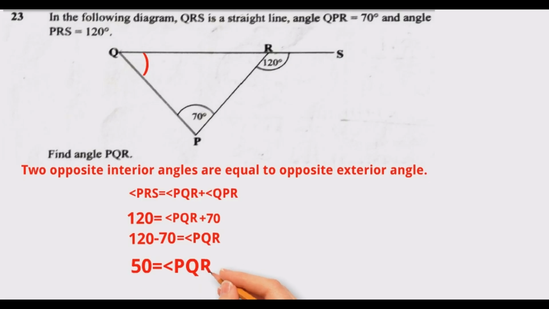So we have found the value of angle PQR using the other property, which is two opposite interior angles are equal to the opposite exterior angle. Okay, if you have got questions, you can ask in the comment section.